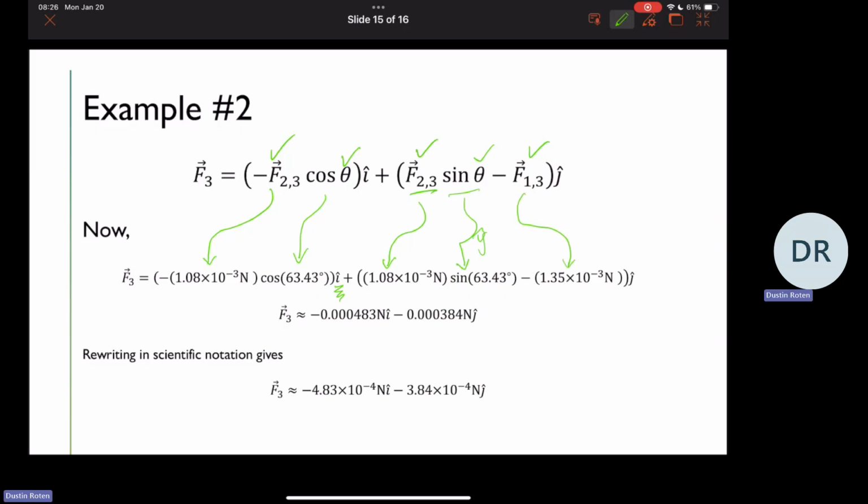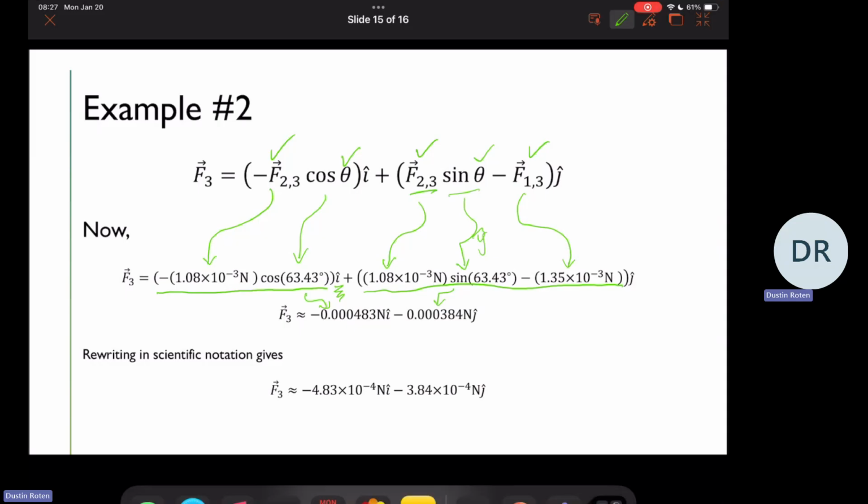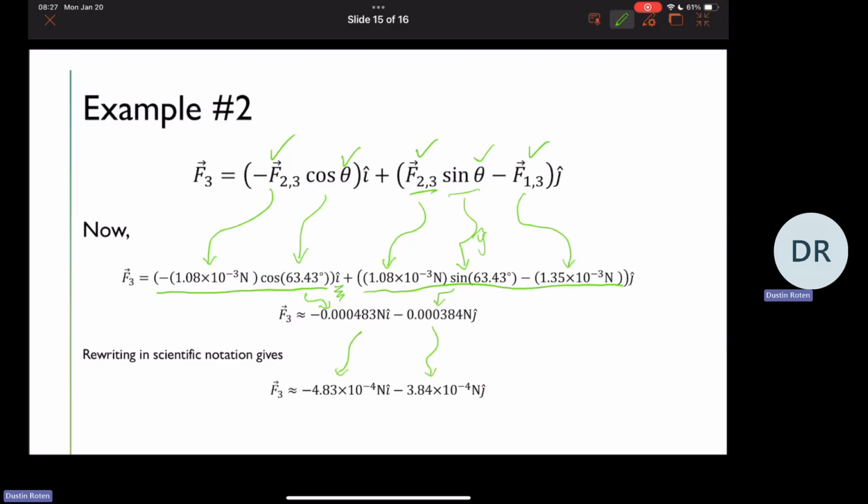Okay, so it looks kind of gross, but really we're just going to plug in things and simplify. So this whole thing in the I hat direction simplifies to a number here. Everything in the J hat direction or Y hat direction simplifies to another number. Now we can rewrite this in scientific notation. That's going to give us these two components here. The negative 4.83 times 10 to the negative fourth newtons. Units are important. So that's how much force is in the X direction.